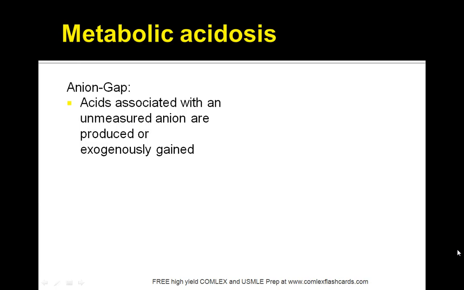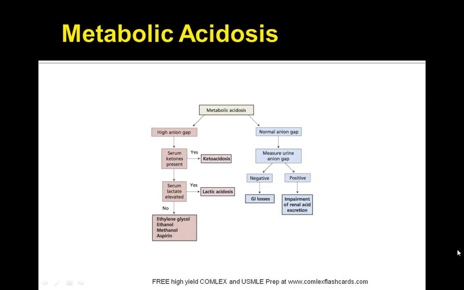Today's topic is metabolic acidosis. Keep in mind, in metabolic acidosis, the bicarb is always less than 24. The first step you want to make sure you do is calculate the anion gap. That's the sodium minus the sum of the chloride and the bicarb. So the normal anion gap is usually between 8 to 12. Let's take a look at this algorithm here.